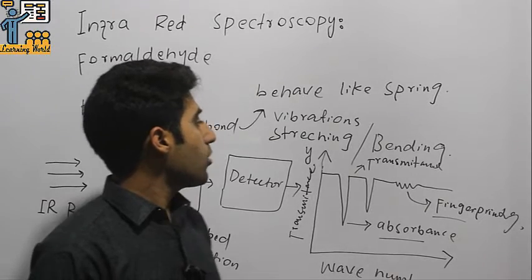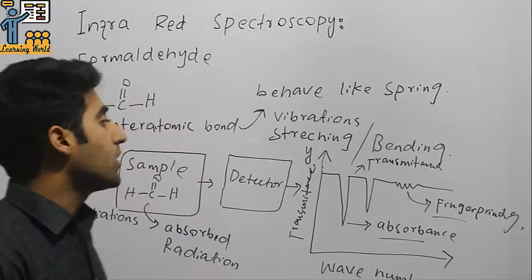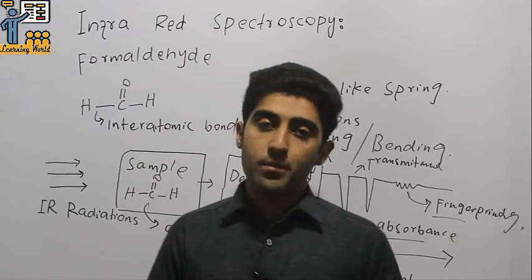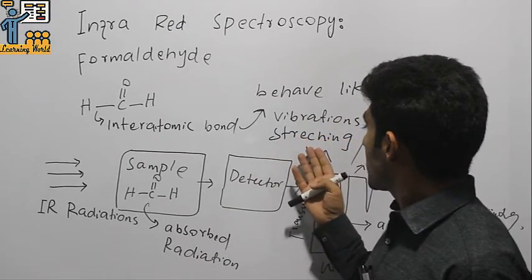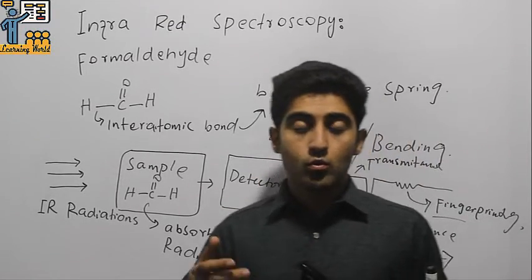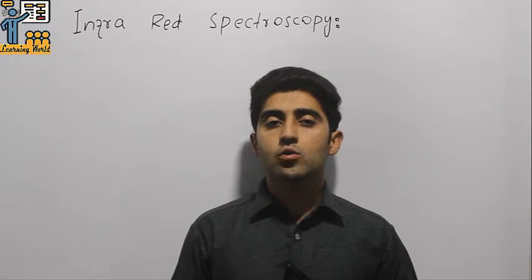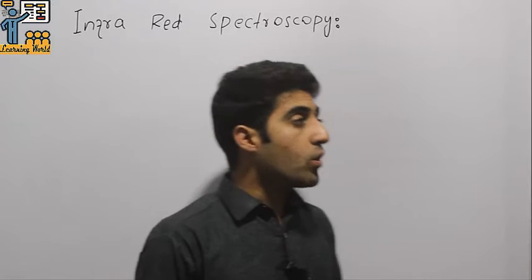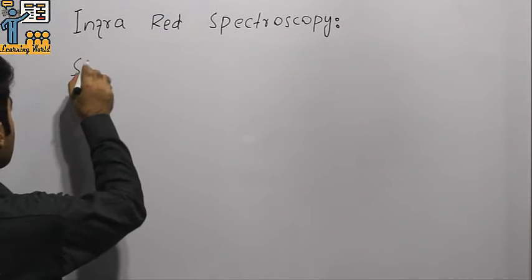Now we will talk about which types of vibration and bending are produced by a sample. There are two types of vibration possible here, stretching and bending. So what are stretching and bending types of vibration? Two types of vibration are possible here in infrared spectroscopy. One is stretching and the other is bending. First is stretching.